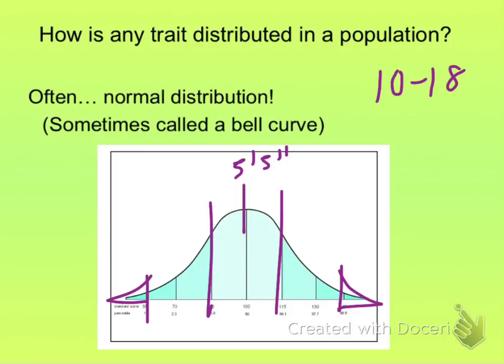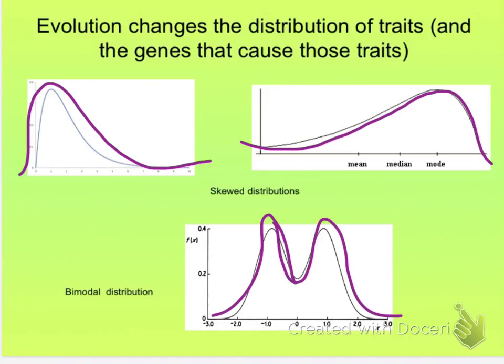Now, are all traits distributed normally? No. No, as a matter of fact, they're not. Okay, well, evolution changes the distribution of those traits. So we have skewed distributions, we have bimodal distributions, we have normal distributions. The environment, let's make this clear, the environment can change the distribution of those traits. When that distribution changes over time, that is evolution. That's all it is.